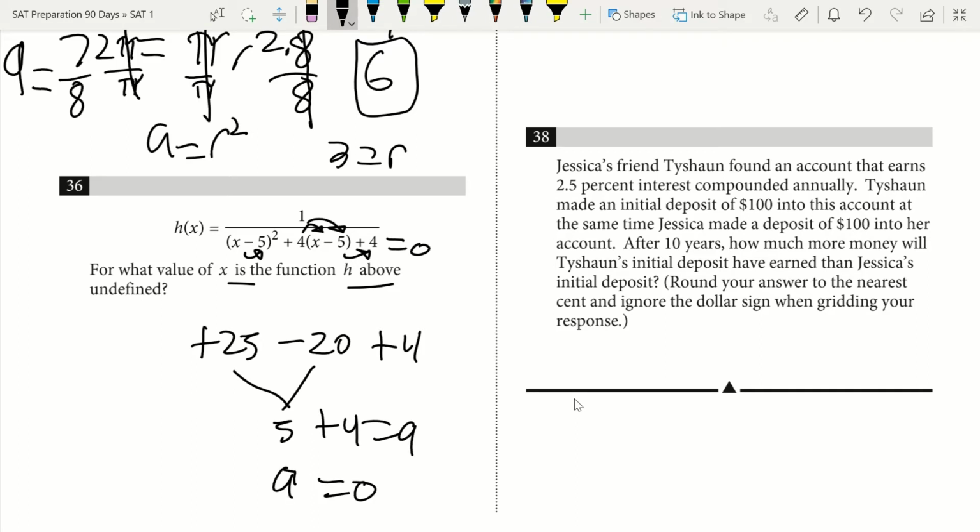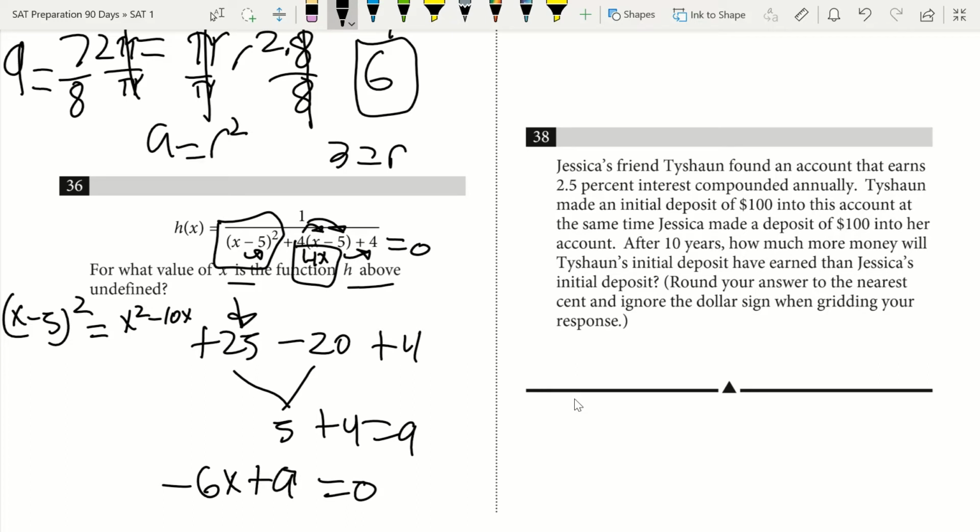Now what about my x term? I'm going to have 4x from right there, and then I'm going to have an x squared. From this x minus 5 squared, I know that that's going to end up giving me x squared minus 10x, right? And then I already dealt with my constants. So I know I'm going to have a minus 10x from this term here. I have a positive 4x here. Minus 10x plus 4x is going to give me minus 6x. And then I have an x squared, obviously, right there.